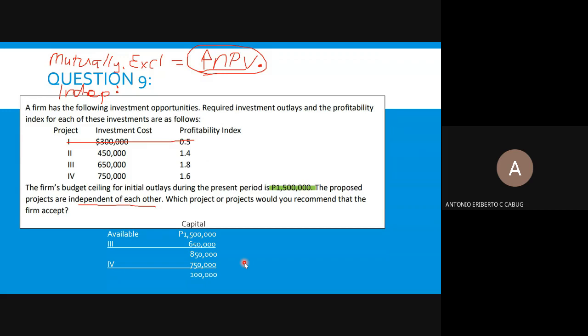Okay? So, yung sobra mong capital ay 100,000, hindi na kasya si Project 2 dyan. So, given the constraint of 1.5 million pesos, you can only prioritize projects 3 and 4. No? Si Project 3 at si Project 4 lang yung pwede natin i-cater. Hindi na natin kaya si Project 2, kahit pasado yan. Prioritize the projects with the highest value per peso of investment required. That's the rule for capital rationing.